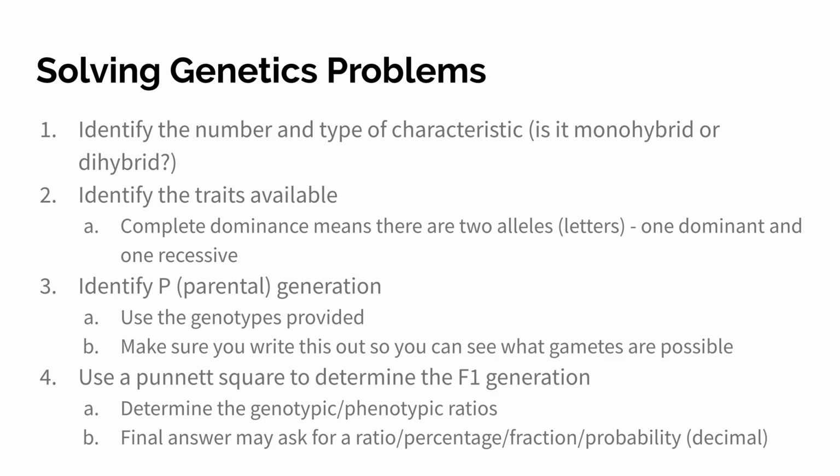Second thing we're going to do is identify the traits that are available. This means figuring out what the alleles are. What are the traits? What are the alleles that go with those traits? Then we're going to identify what the parental generation is.